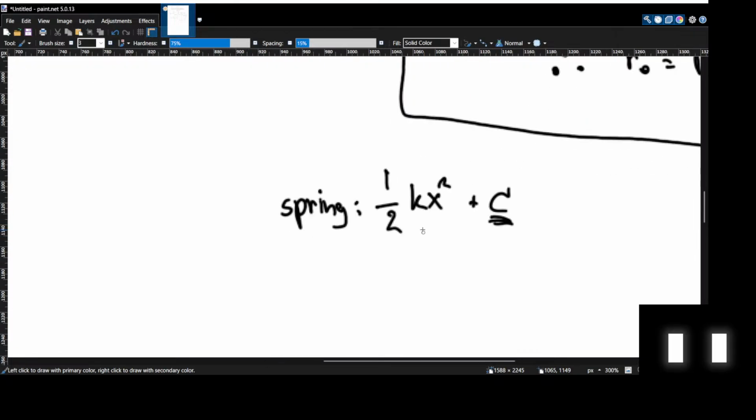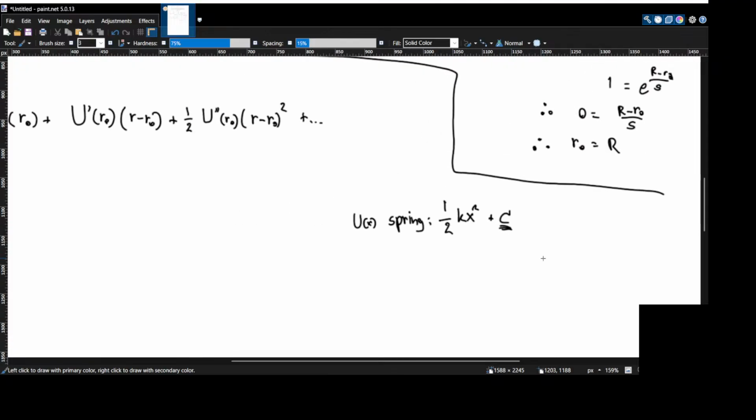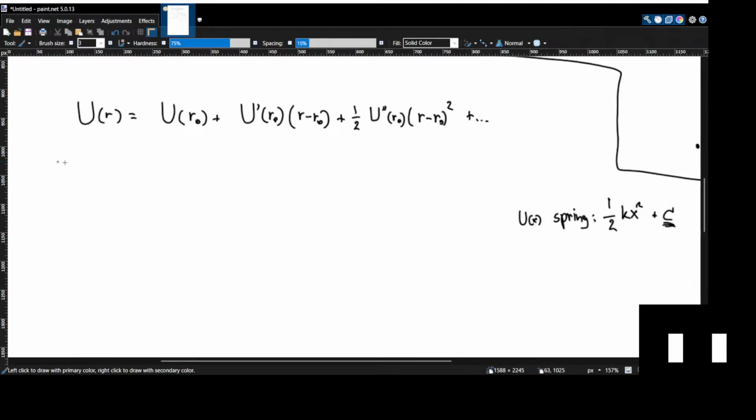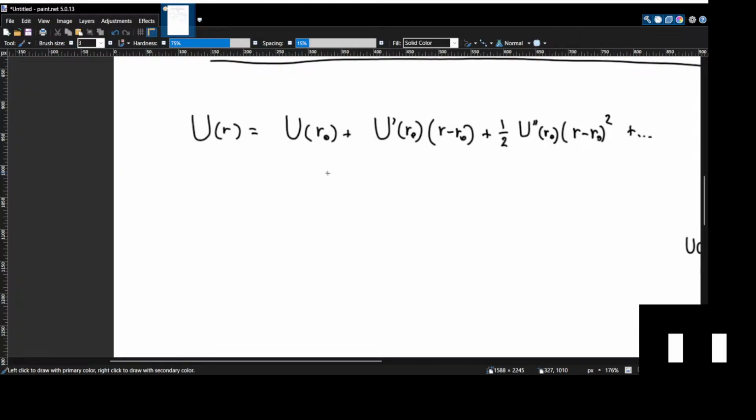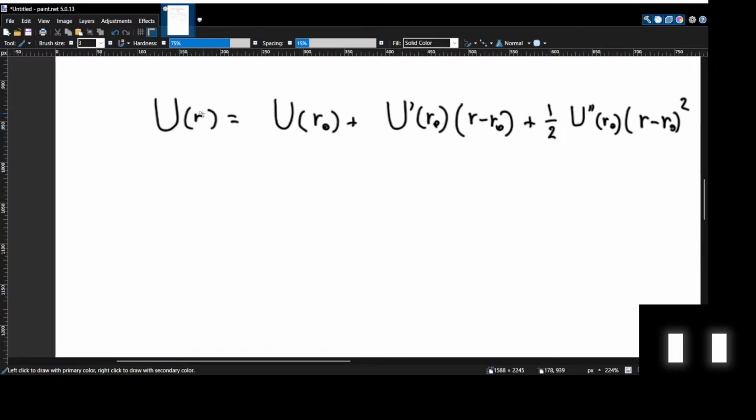So that's what the potential energy stored in a spring is. Of course, we can change the variable r to variable x. Well, not really here, but U r naught here doesn't matter.